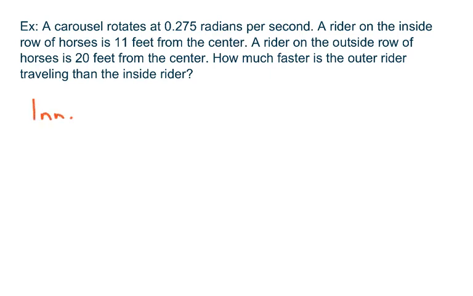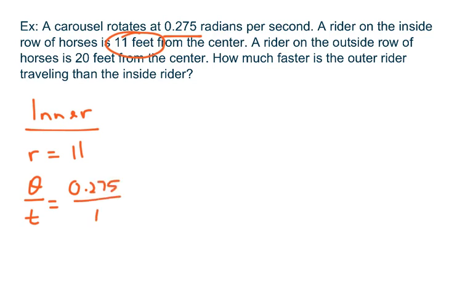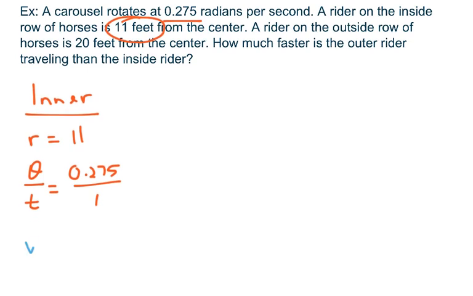Let's start with the inner. So the inner velocity, our radius is, no, that's not our radius. Our radius on the inner is 11 feet. Okay, so our radius is 11. Our angular velocity is 0.275 radians per second. So 0.275 over 1, which is really just going to be 0.275. So our velocity then for the inner rider, v, is equal to our radius times our angular velocity, which is going to be just 0.275.